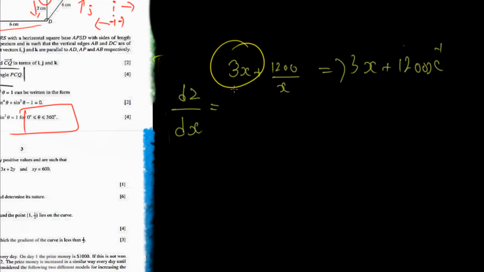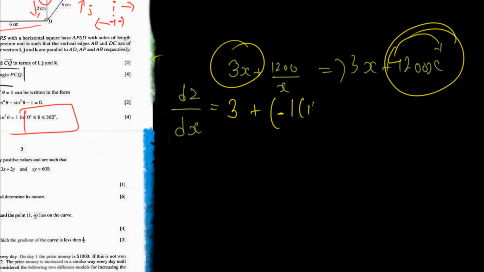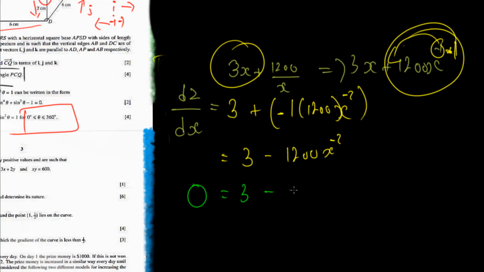If I take the derivative of 3x, it will simply be 3, and if I take the derivative of 1200 x to the minus 1, the power will come down and be multiplied, so minus 1 multiplied by 1200, and the power is subtracted by 1, so it will be minus 2. If I simplify that, that is 3 minus 1200 x to the minus 2, and that's your derivative right there. To find a stationary value, we need to equate the derivative to 0. So 0 is equal to 3 minus 1200 over x squared.